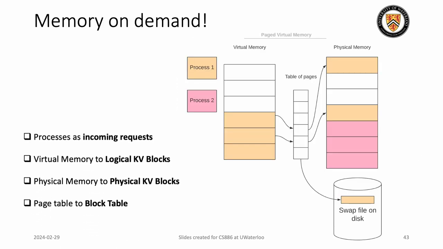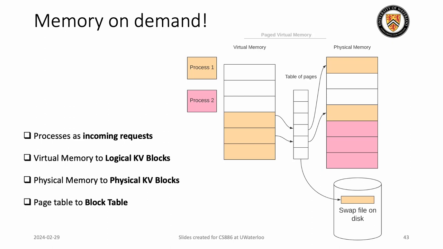Yeah, so this sounds like something we study in OS about memory fragmentation and sharing. That's essentially what the authors do as well, so you can make a logical simile. You're considering incoming requests as processes. We define something as logical KV blocks, which is essentially the same as virtual memory. You also define physical KV blocks, which is the representation in actual physical memory. And similar to a page table, you also define a block table.